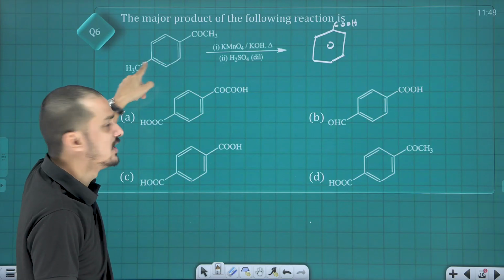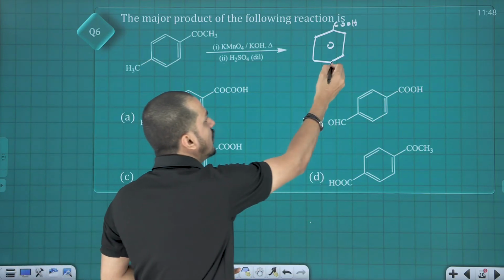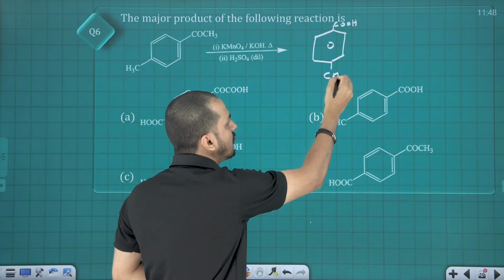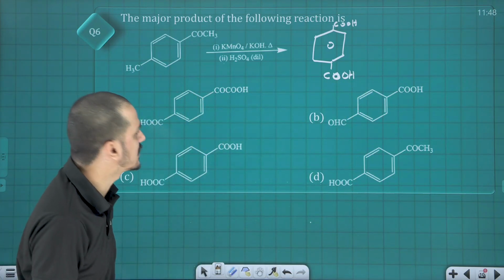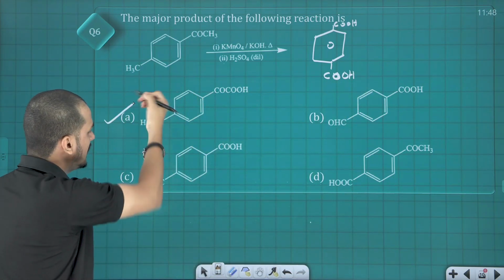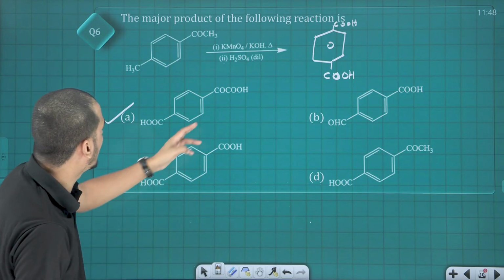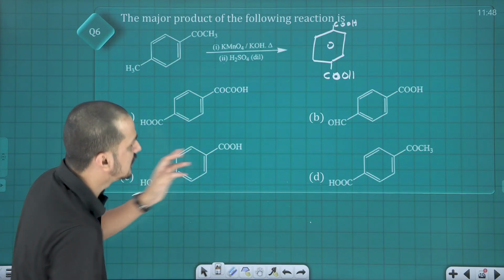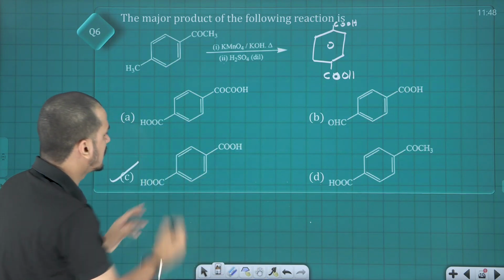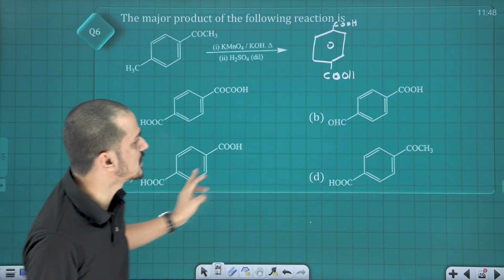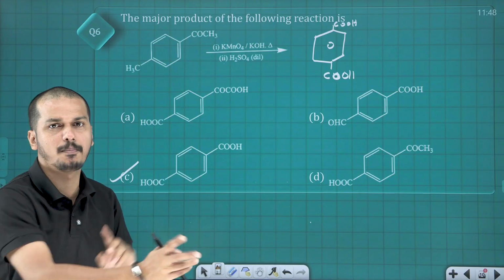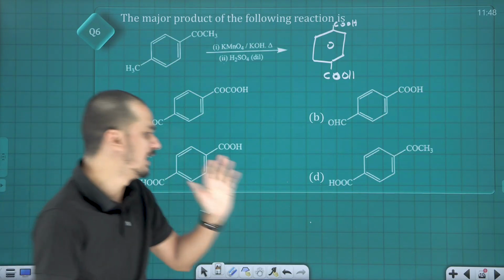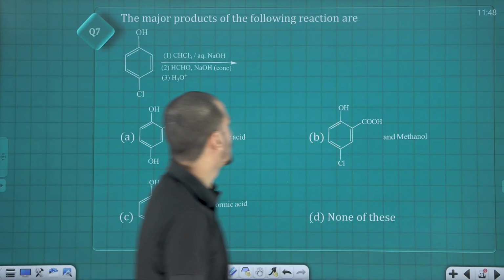What about the CH3 portion? That also will be oxidized to COOH. Both will be oxidized. So what's the answer? Sorry, not option A. Since both are oxidized, option C is the correct answer. Both are oxidized to carboxylic acid, just the opposite of DIBAL. Ready guys? We can move to the next question.